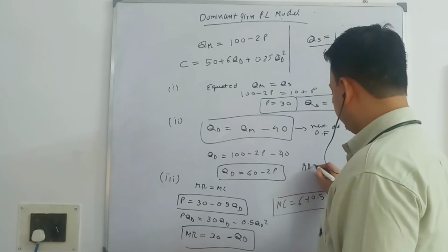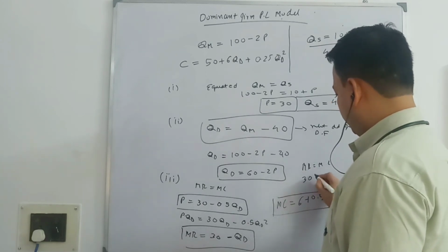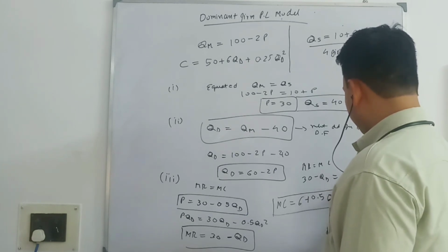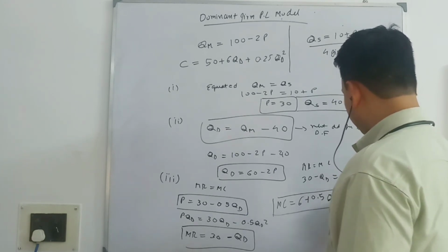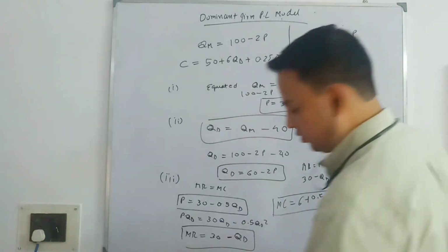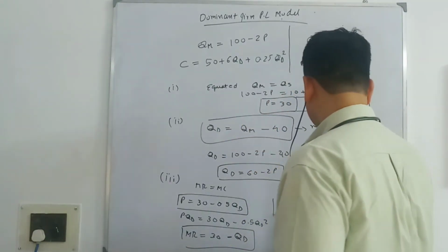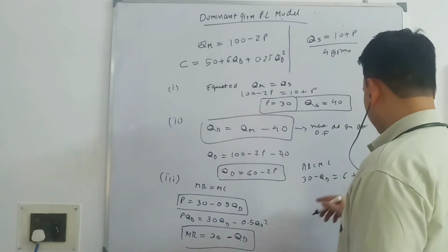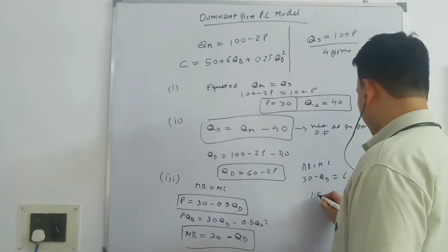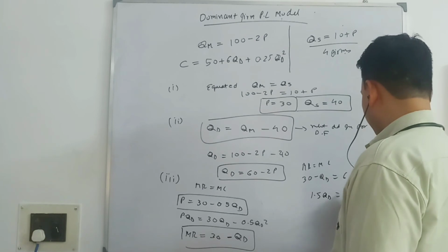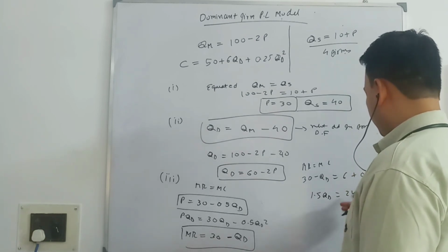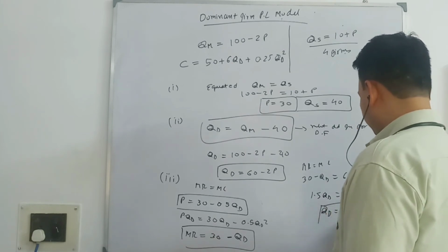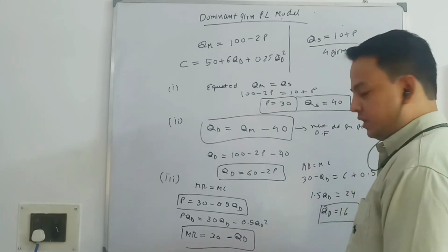What do you get? 30 minus QD equal to 6 plus 0.5 QD. Add up this part. It will go there. Come here. It will be 1.5 QD equal to 24. Then it is 16. Quantity produced by the dominant firm is 16.